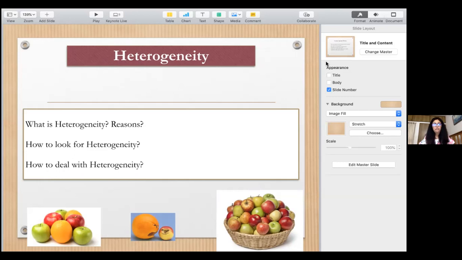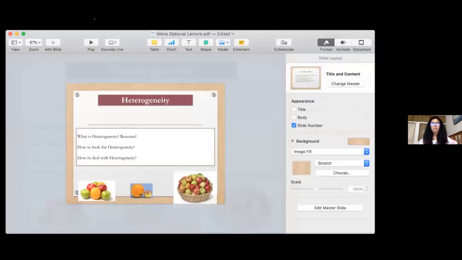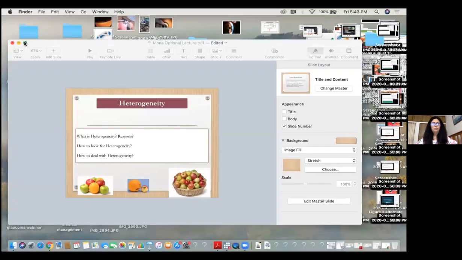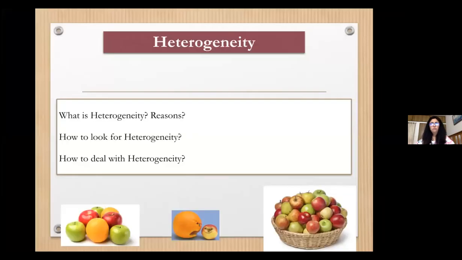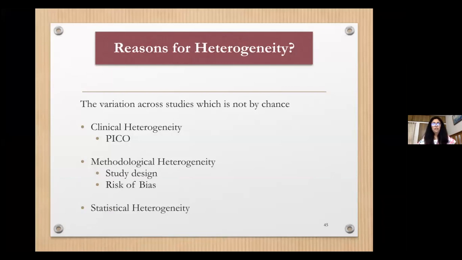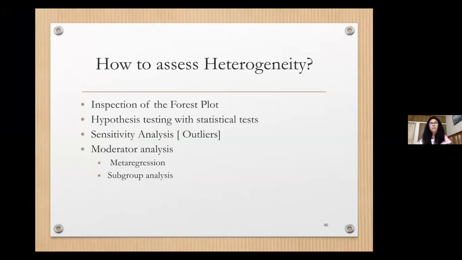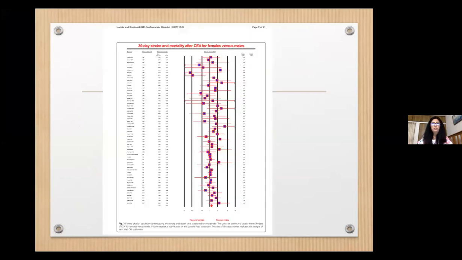So let's see how we look at that. So the heterogeneity can be clinical. It can be due to the methodology or statistical, right? So you can inspect the forest plot, and when you're inspecting the forest plot, you can look at both the effect size as well as the confidence interval. Then you can do some statistical tests, and you can do a sensitivity analysis. You can do meta-regression and subgroup analysis, right? So what about this forest plot? Are they heterogeneous or homogeneous?